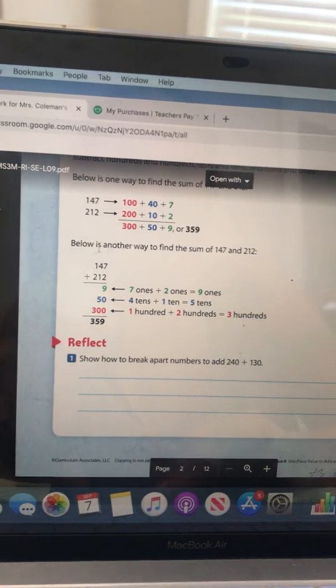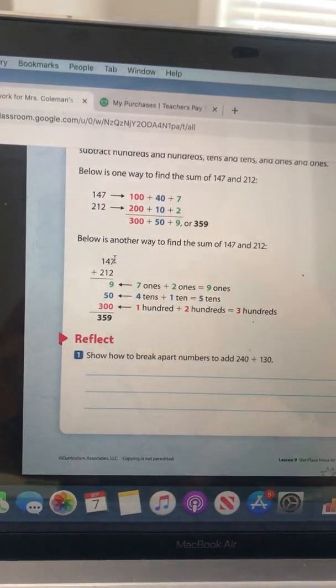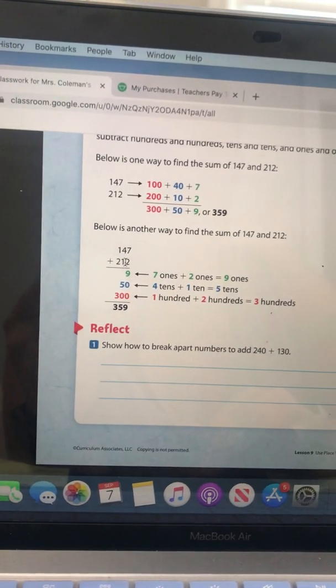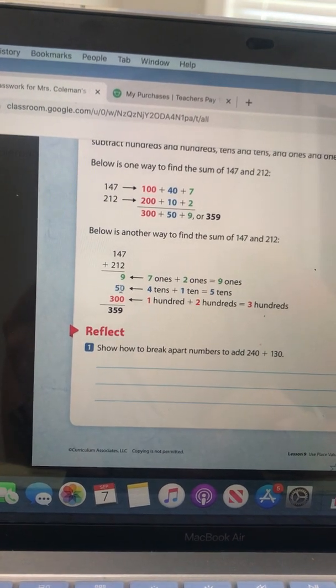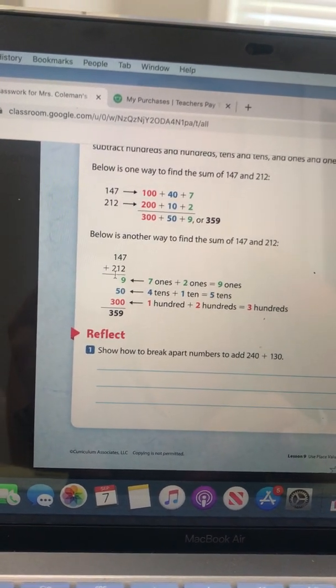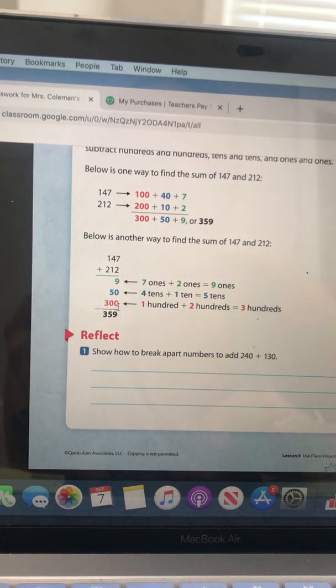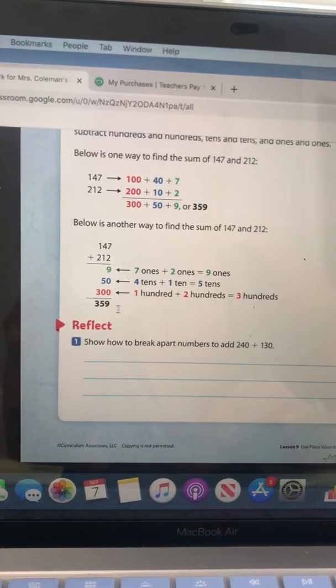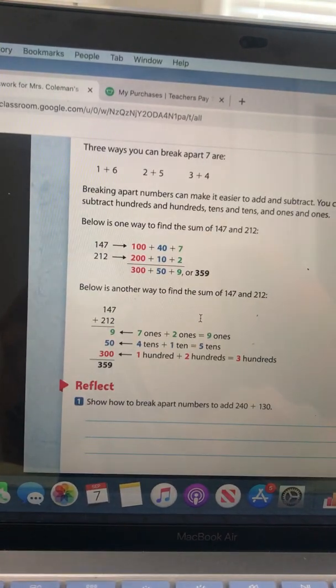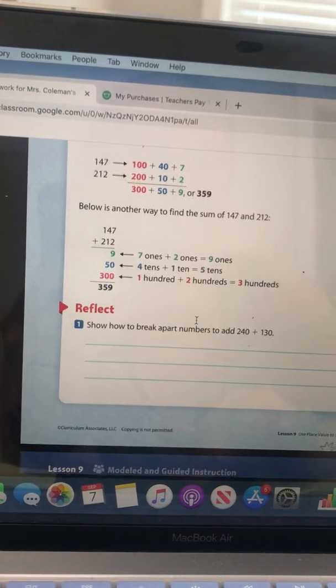Okay, here's what I call the old school way. 7 plus 2 is 9. 4 plus 1 is 5. Of course, it's in the tens place. And then 1 plus 2 is 3. And of course, it's in the hundreds place. So we can get 359. So those, you can just look over that page and it shows you how to break them apart.